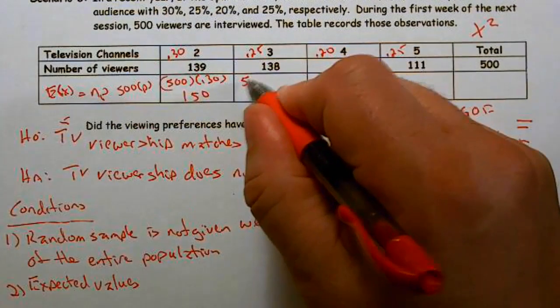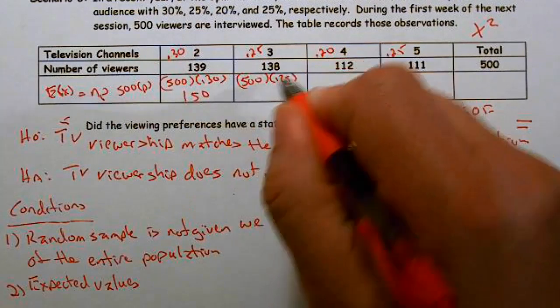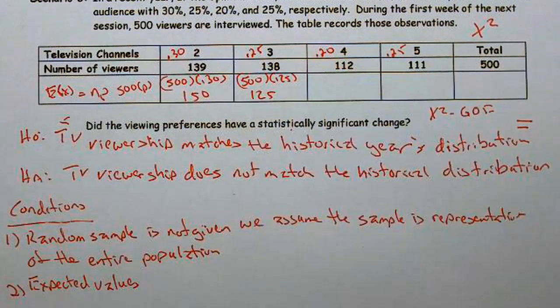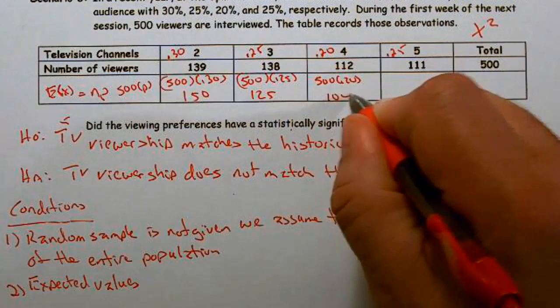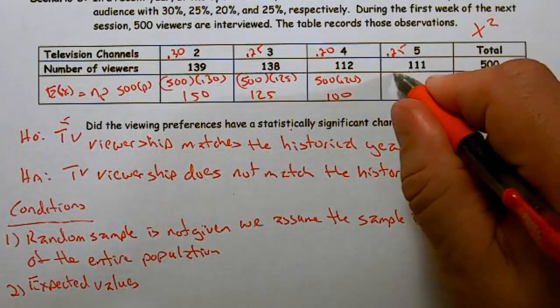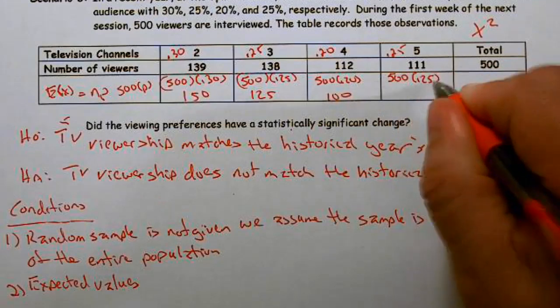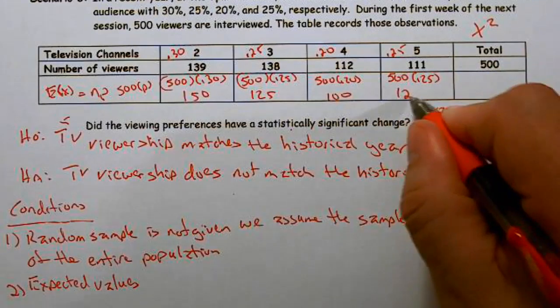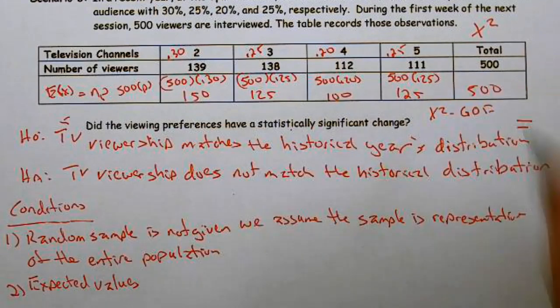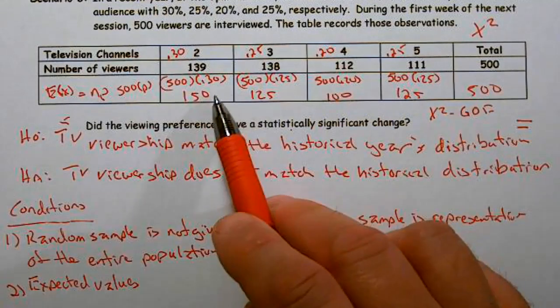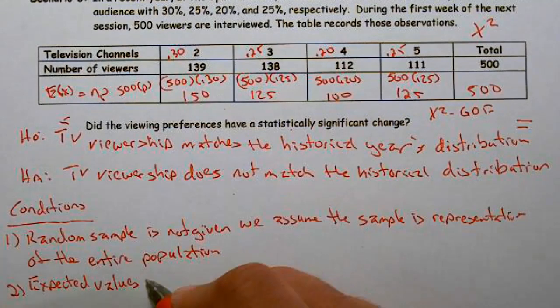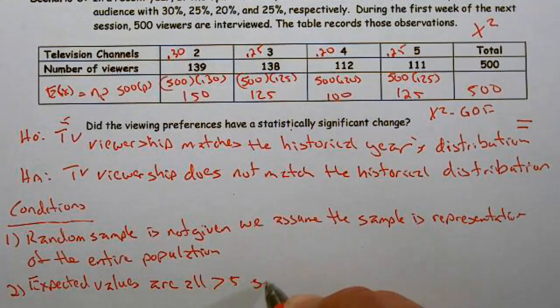Here we have 500 times 0.25, so we have an expected value of 125. 500 times 0.20, we have an expected value of 100. 500 times 0.25, and we have an expected value of 125. And this sums to 500. All of our expected values happen to be whole numbers, but expected values could be decimals. The main thing is they need to be greater than or equal to 5. Expected values are all greater than 5. See the table.